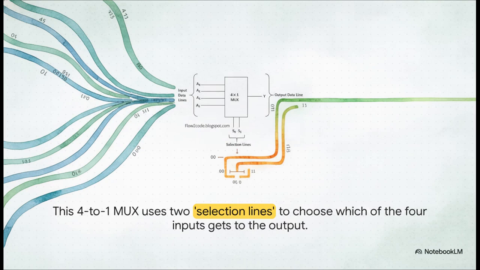Well, this picture here shows a really simple 4-to-1 MUX. You can see the four input lines on the left, right, labeled A0 through A3, but the real magic, the secret sauce, is down at the bottom. Those are the selection lines, S0 and S1. These two little lines are everything. They're the ones that tell the MUX exactly which of the four inputs gets the green light.